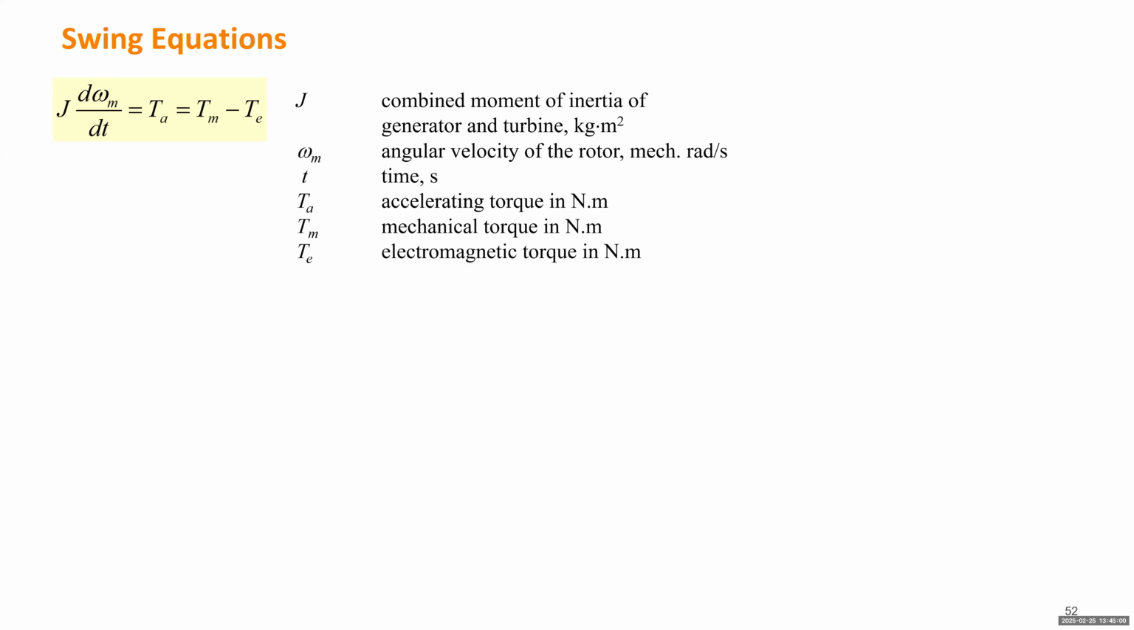That is called revolutional motion. Linear motion is similar: if some object is subjected to a net force, the net force is proportional to the linear acceleration, and the coefficient is the mass or inertia. So here, this is just from Newton's second law, and J is the moment of inertia of the generator. Omega m is the angular velocity, which represents the actual speed of the rotor. And TA is called the accelerating torque, which is equal to the mechanical torque from the turbine minus the electromagnetic torque going to the grid, the network.